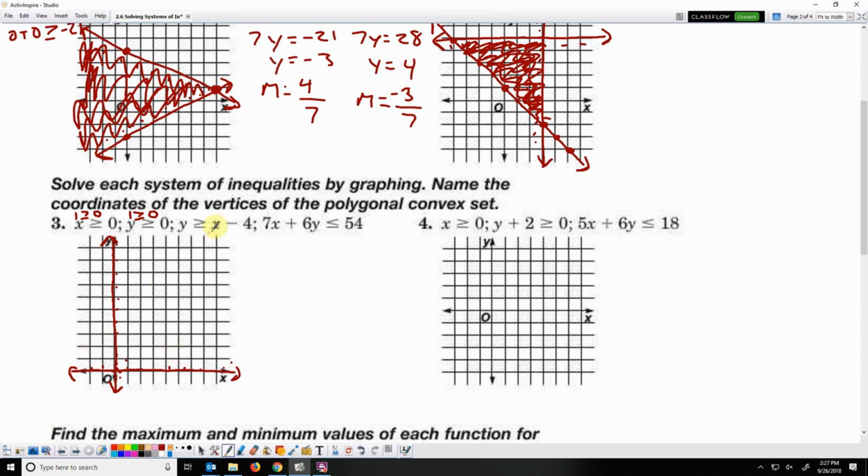Okay, next, y is greater than or equal to x minus 4. So this one has a y-intercept of -4, which is going to be kind of tough to graph. So instead, let's check the x-intercept. What if I put in a 0 for y? And I'm just going to use equals for now. And I move that to the other side. The x-intercept is 4. So I put in a 0 for y so I can find the x-intercept, and I get x is 4. So there's my x-intercept. My slope here is 1, so it's up 1 over 1.